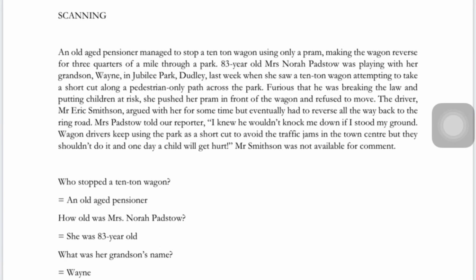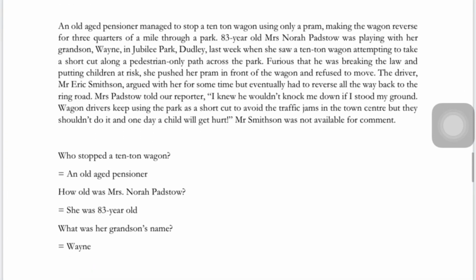And the last question is, what was her grandson's name? In the second sentence, 83 years old Mrs. Nora Petstow was playing with her grandson Wayne in Jubilee Park, Dudley. So the answer is Wayne.